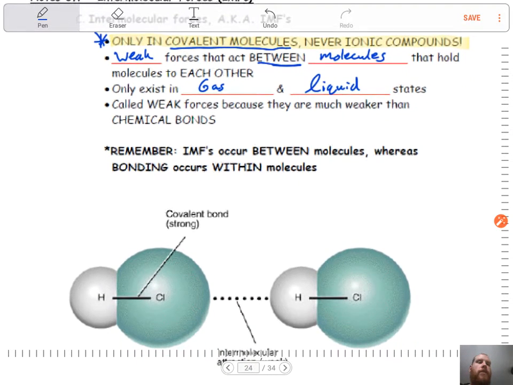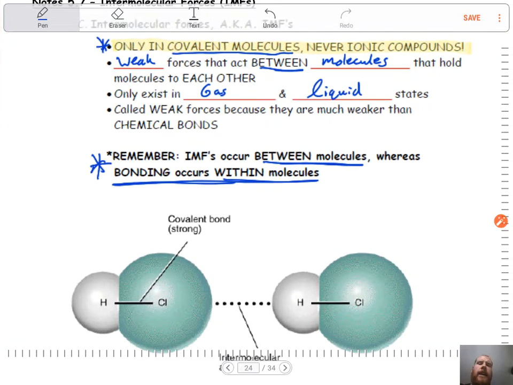They're called weak forces because they're much weaker than chemical bonds. So these are not chemical bonds, okay? IMFs occur between molecules. Bonding occurs within molecules. That's the key. You've got to know this and be able to distinguish between this in your mind, so find a way that works for you.